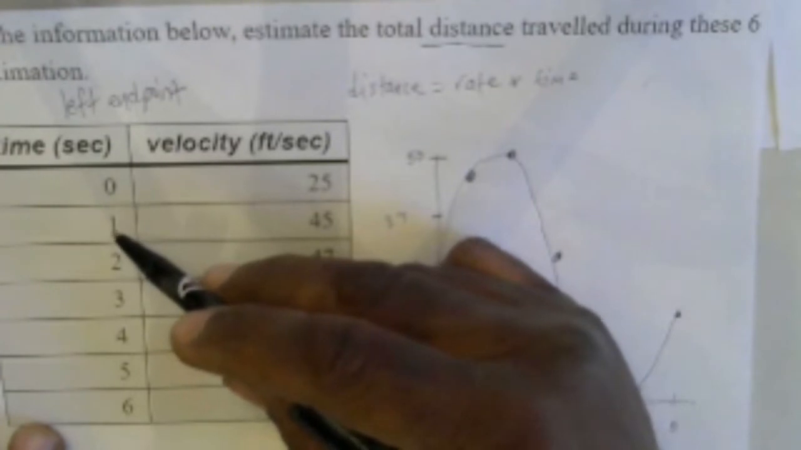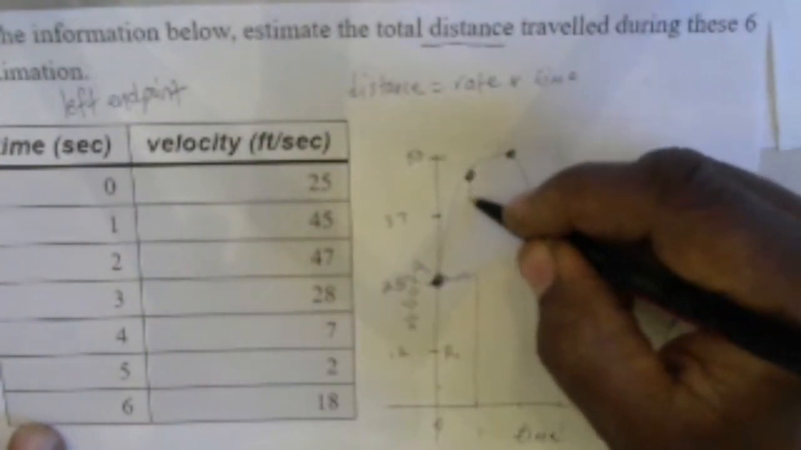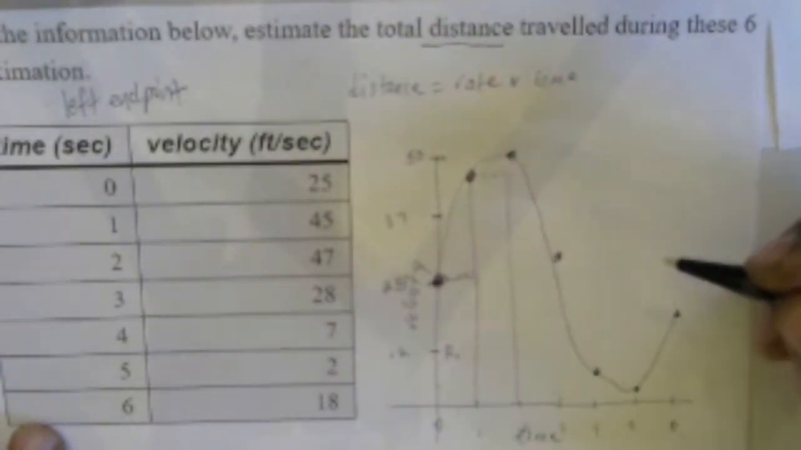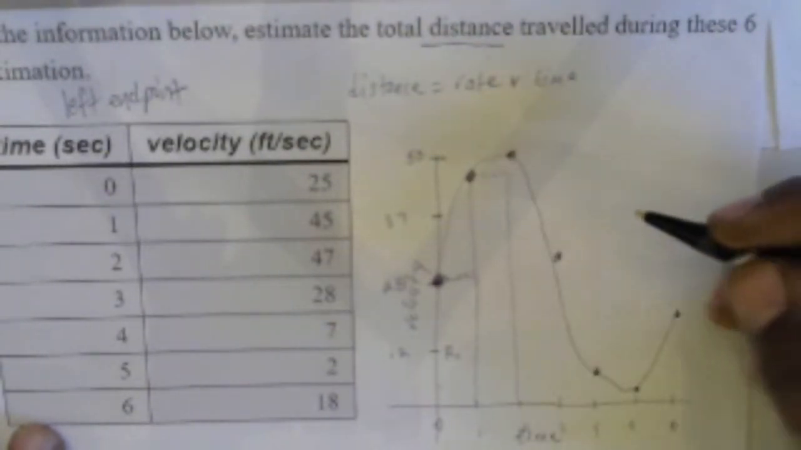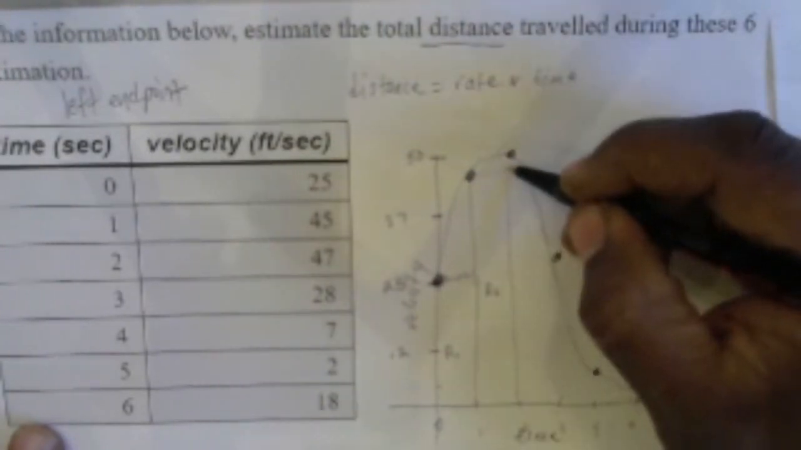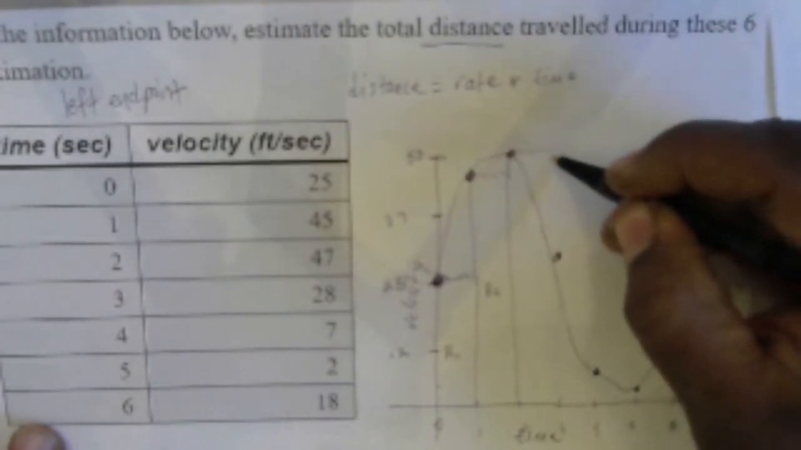For my second rectangle, it's on the interval from 1 to 2, and it's going to have the height of f(1), which is the left endpoint. Okay. And then so on and so forth. So this is going to be R3.